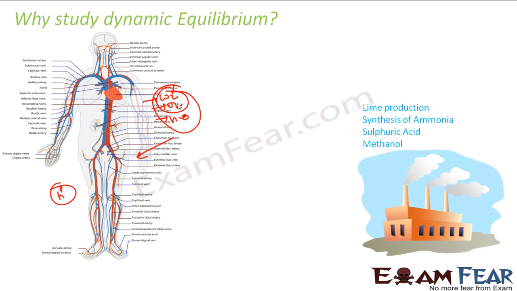Also, the bigger reason why we study equilibrium is that in industries we produce lime and ammonia, for which we use the Haber process. We'll discuss this in the next two slides. Sulfuric acid, methanol, in all these preparations, dynamic equilibrium is involved. Without dynamic equilibrium, we can't do it, because we'll show you the beauty of dynamic equilibrium, where we try to maximize the production of ammonia by learning the behavior of equilibrium and then tweaking those behaviors in our favor to produce the maximum of these outputs, right?